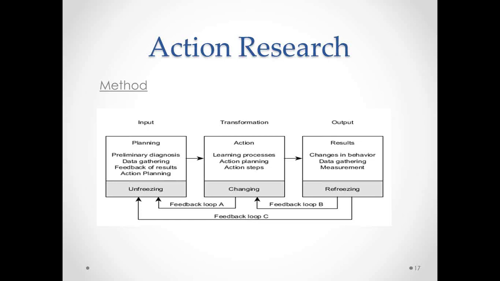That might be where you put in an education program or a teaching program, or you might put in a particular change in practice. And then refreezing, so looking at the results: has that change in behaviour influenced the data gathered at the beginning, changed the measurements? So there are lots of loops of feedback. In this diagram, we've got feedback loop A, feedback loop B, and then feedback loop C. So action research is very much about this cyclical building process.